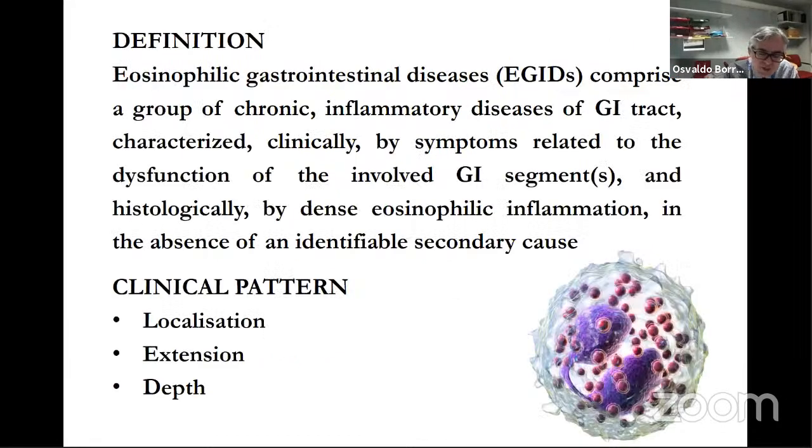So in general, we can define eosinophilic GI disease as a group of inflammatory diseases of the gastrointestinal tract, clinically characterized by symptoms related to the GI segment involved, while histologically by a dense eosinophilic infiltration. And everything should happen in the absence of any other cause of eosinophilic infiltration. Of course, the clinical pattern is influenced by the localization of the inflammation, by the extension, and also by the depth in the abdominal wall. We will see later.